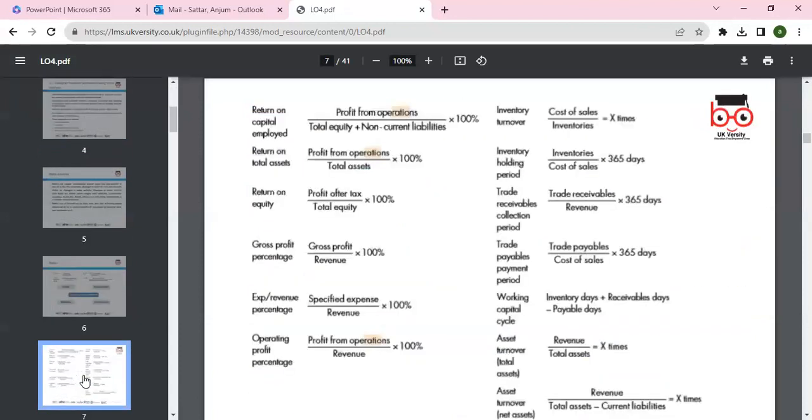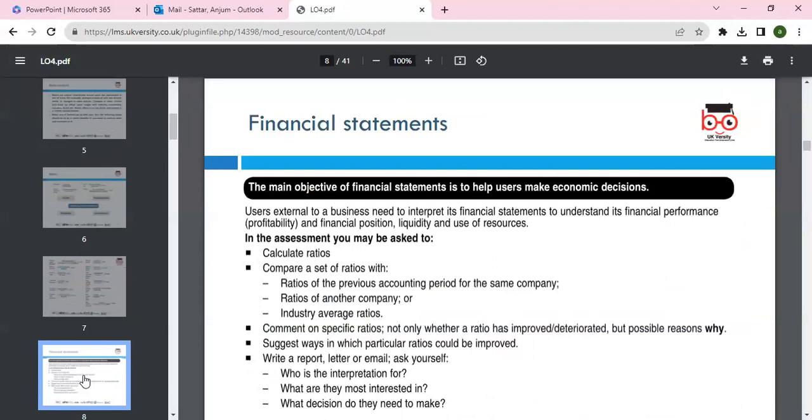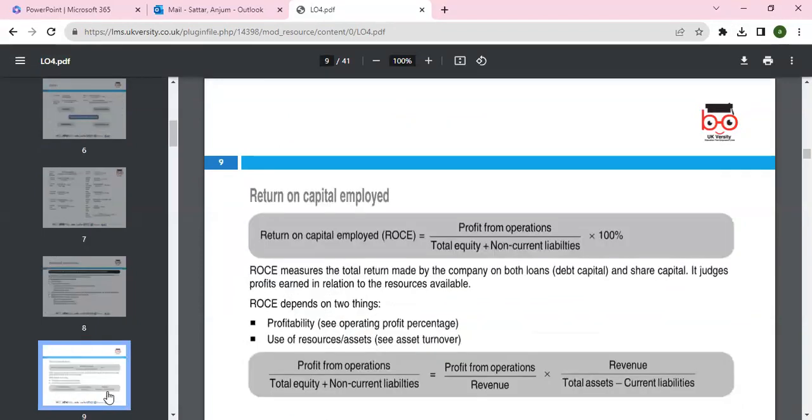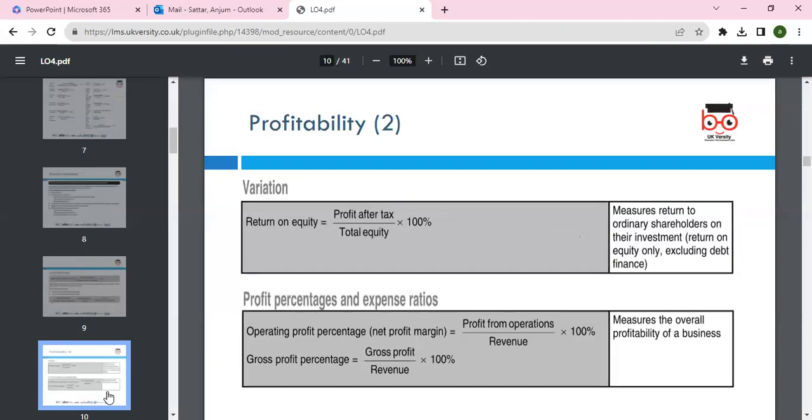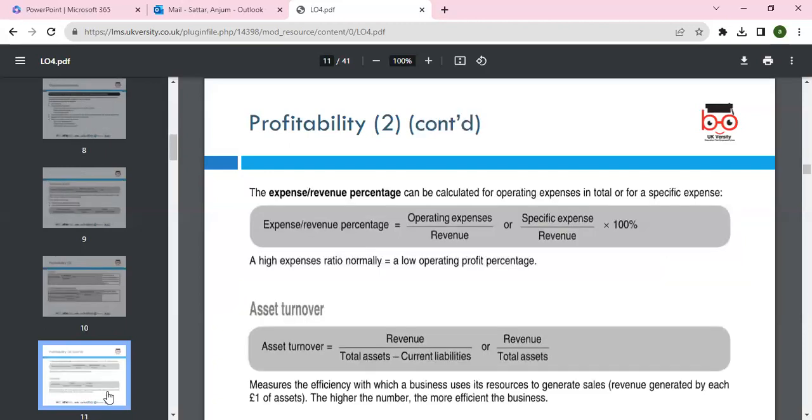Okay, so when we compare the ratios, we are always looking at the different users and different interpretations of the ratios. Ratios of the previous accounting period for the same company, and ratios of another company, which we can look at. We can comment on the specific ratio, not only whether the ratio has improved or deteriorated, and we can use the interpretation of the financial ratios. So, return on capital employed, we can look at profit. We can look at expenses. So these are all of them.